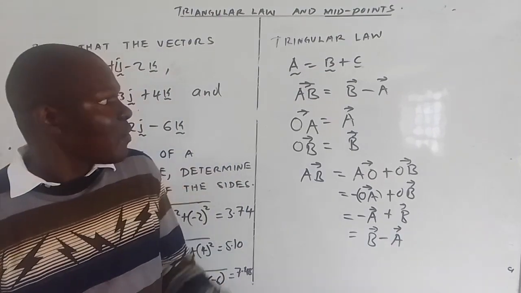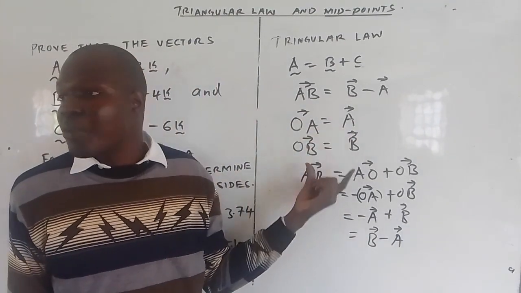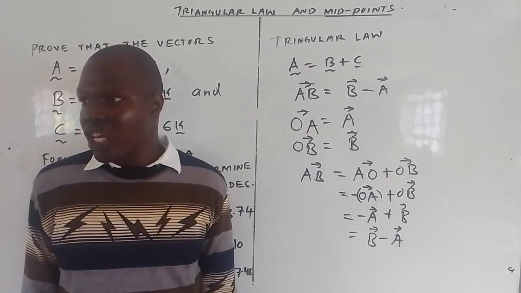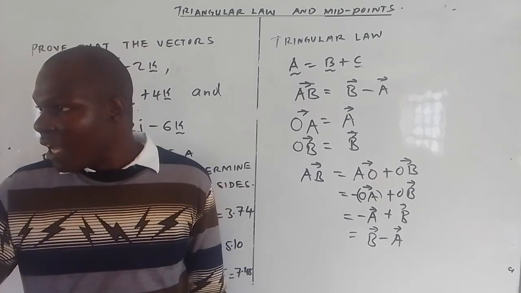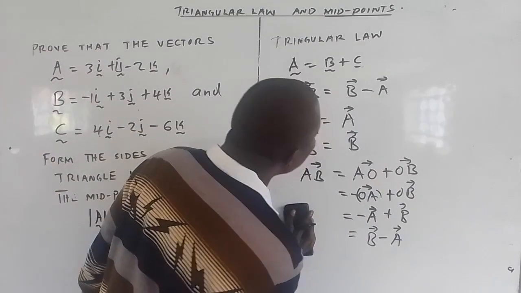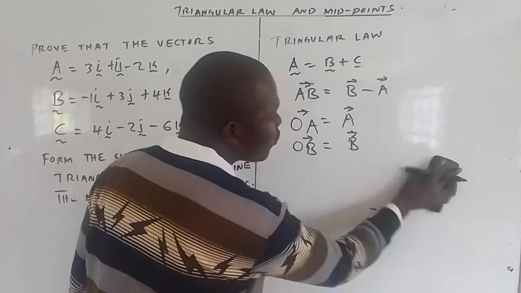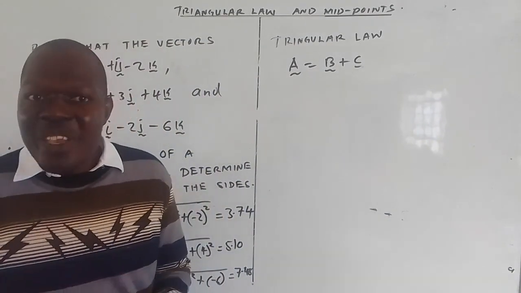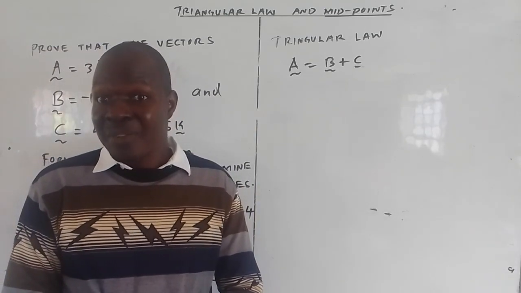That's why we are saying when you have vector AB, it is second minus first, because of the concept of all vectors being relative to the origin. Are you seeing that? So when you want to draw this triangle, this is the concept you are going to use: all vectors must be relative to the origin, meaning you must have a subtraction sign. You must have a subtraction.